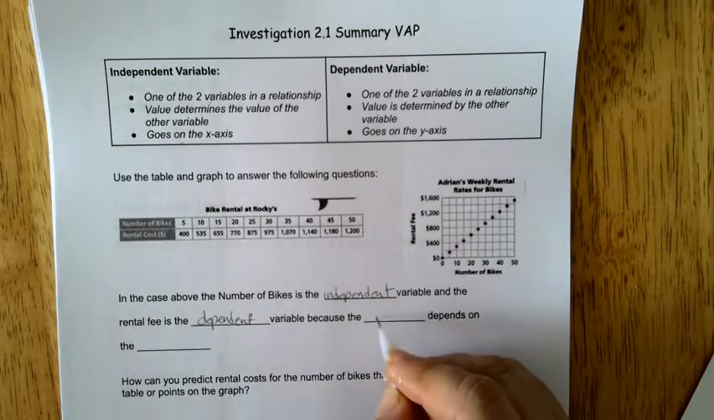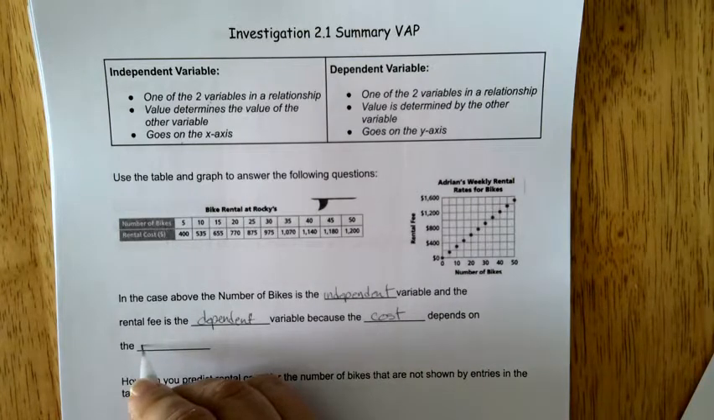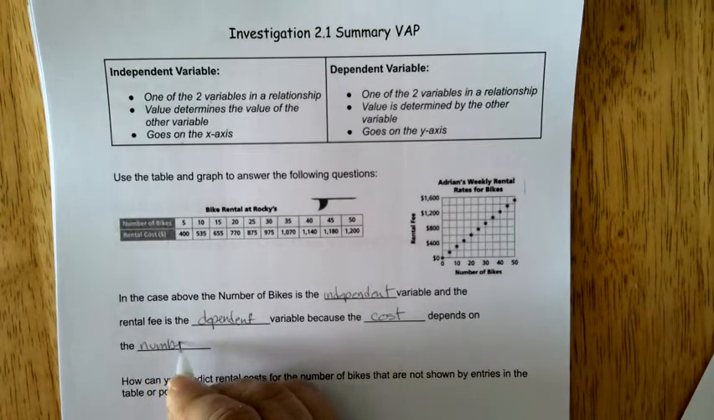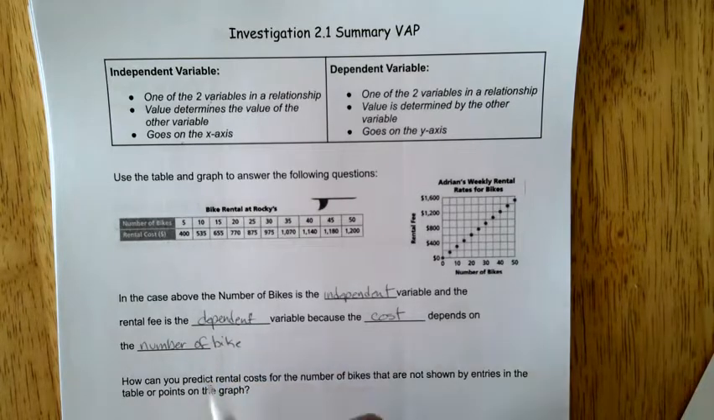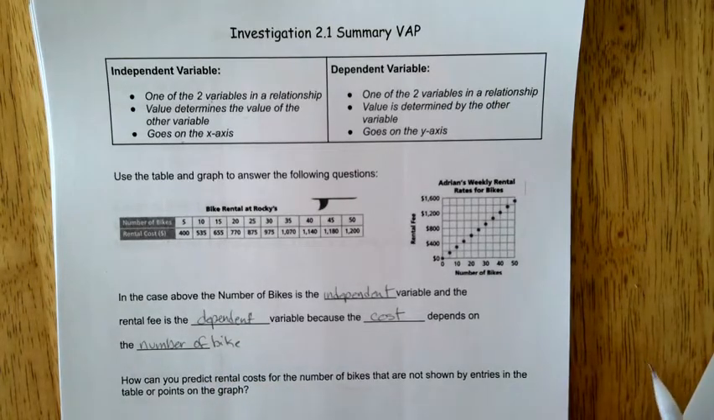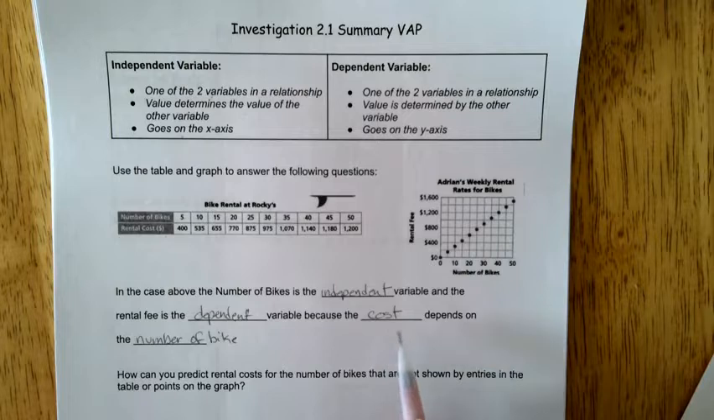Because the cost depends on the number of bikes. If I call a shop and say, how much is it for bike rentals? They might say it depends. It depends on what, you ask? Well, it depends on the number of bikes that you rent. So my cost depends on the number of bikes I rent.